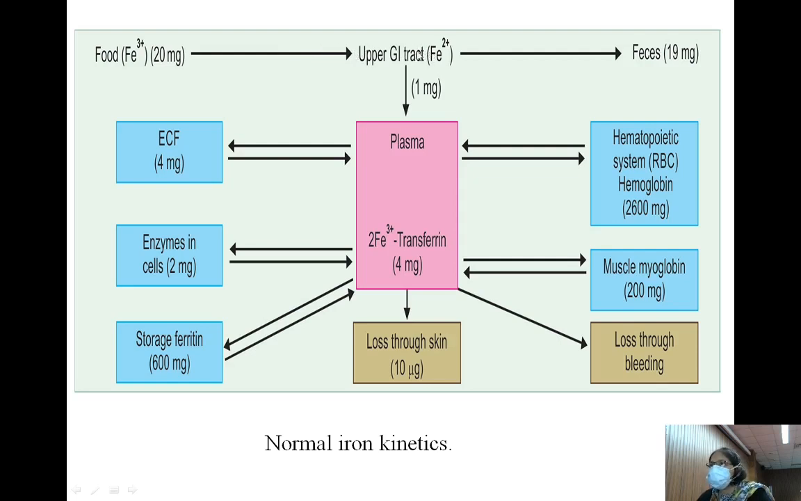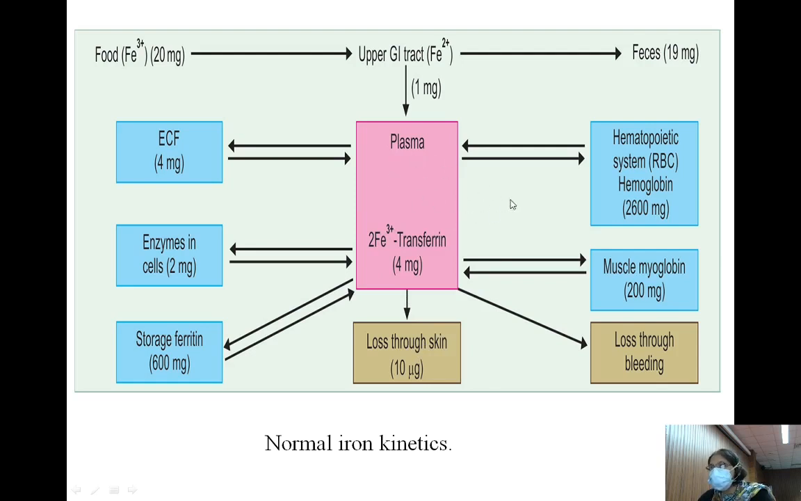Then in the circulation, the endothelial lining also has a transporter for divalent ion, so it is transported inside the circulation. Again it is oxidized to the ferric state for transferrin, because transferrin can combine only 2 ferric iron, not ferrous. Then iron is also lost through skin.